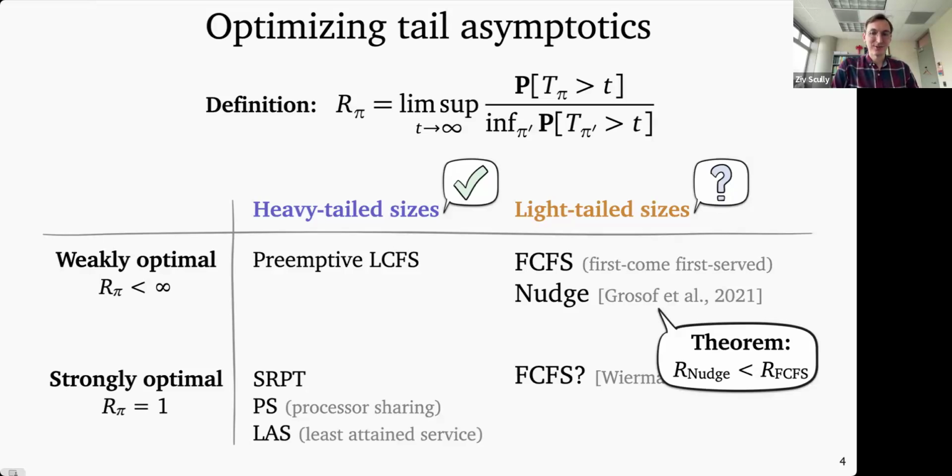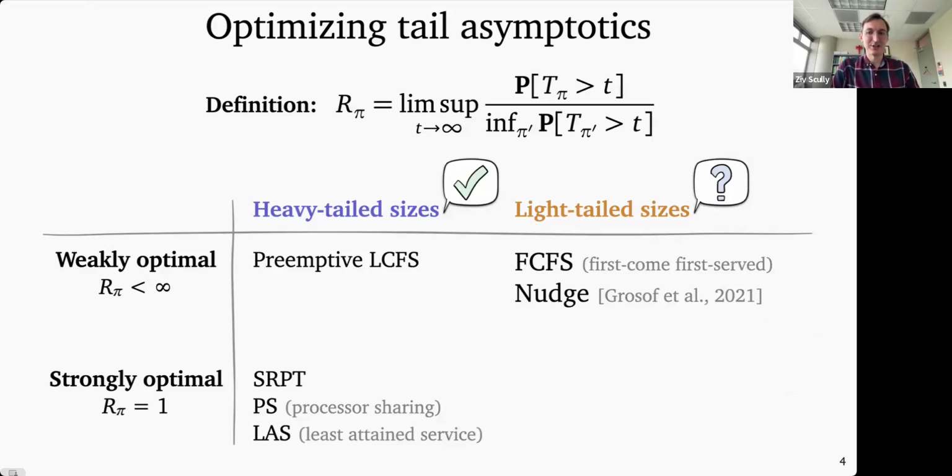So what this means is that first come, first serve is definitely not strongly optimal. But also the nudge work kind of revealed that there's a lot more to explore here. And so it's unlikely that nudge is strongly optimal. And so the question of finding a strongly optimal policy was left open. So that's what we do in this work.